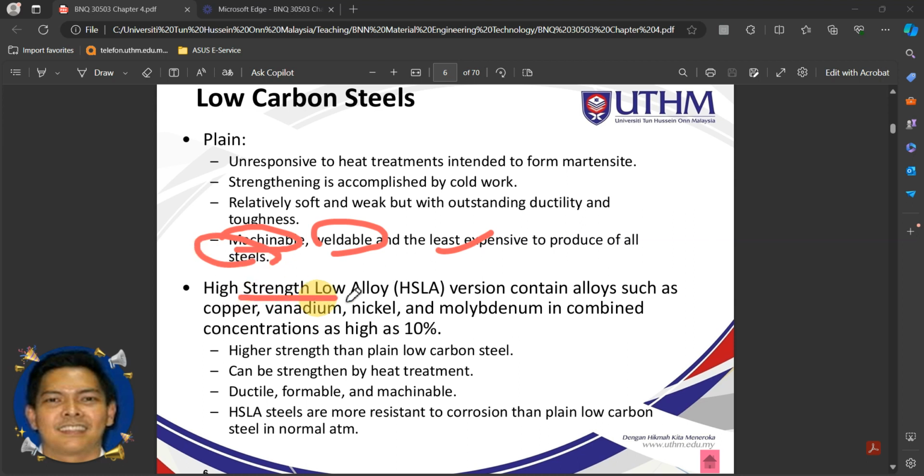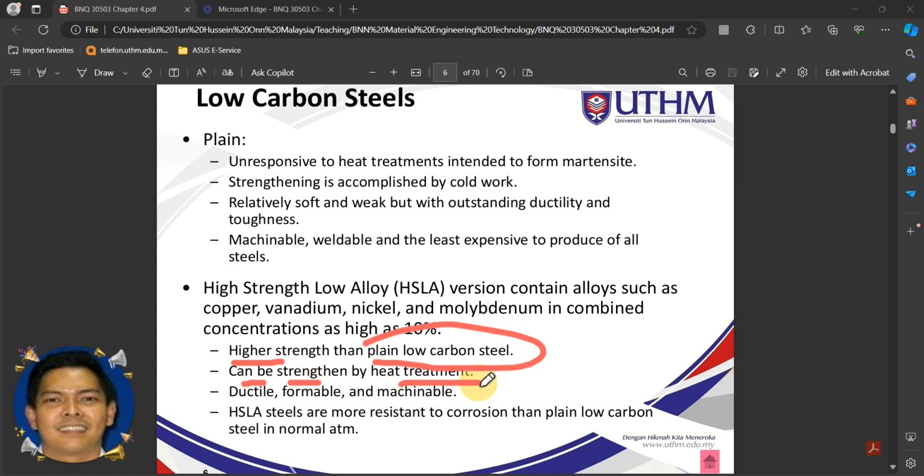Whereas the high strength low alloy, HSLA, version contains alloys such as copper, vanadium, nickel, and also molybdenum in combined concentration as high as 10%. The characteristic of this type of high strength low alloy, or HSLA, is that it has a higher strength than plain low carbon steel, and it can also be further strengthened by heat treatment.